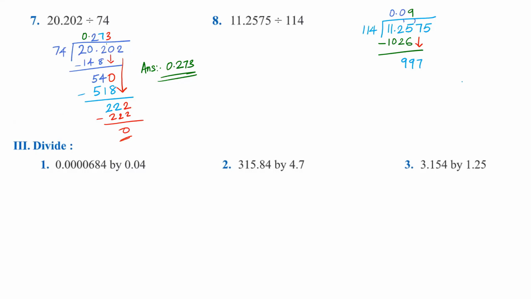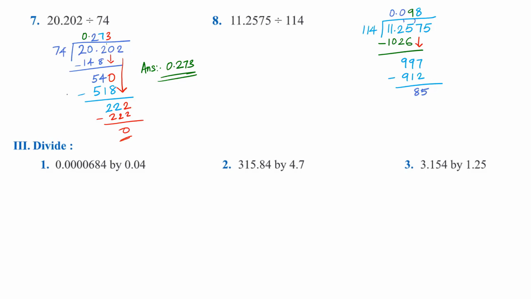How much can I divide by? I got 1026 with 9, so now I'll multiply 114 by 8. I got 912 by multiplying by 8. Now tell me the difference here. 997 minus 912. 85. Yes, it is 85.